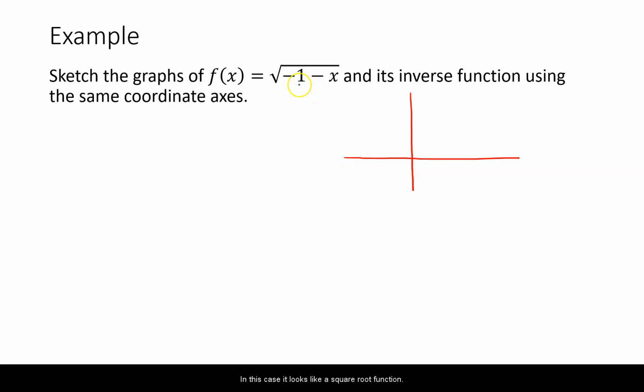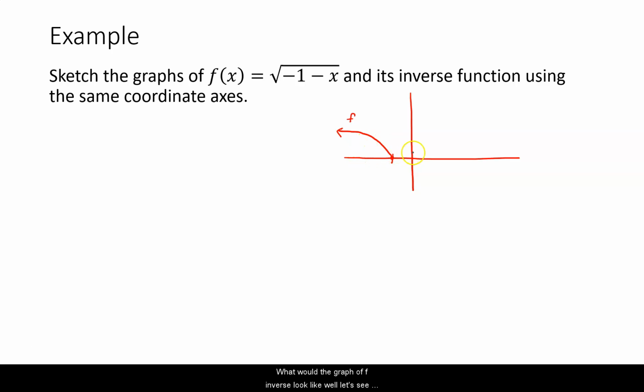In this case, it looks like a square root function that has been shifted and reflected, because here we have a minus in front of the x, and then shifted 1 unit to the left. So it's being reflected in the x-axis. It's being reflected in the y-axis and then shifted to the left 1 unit. So we can imagine here that graph might look something like this. Okay, so that would be our original f.